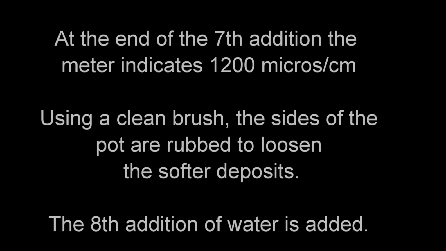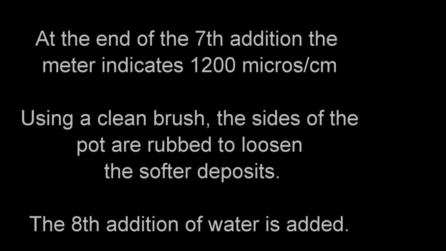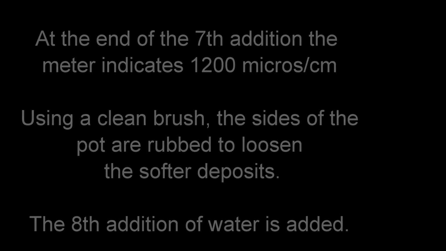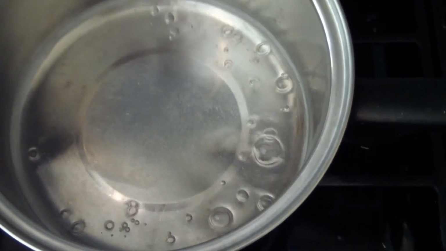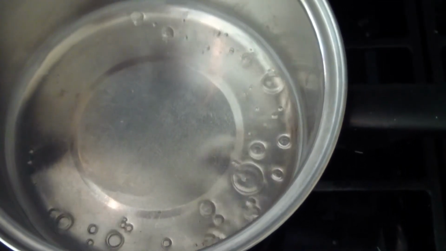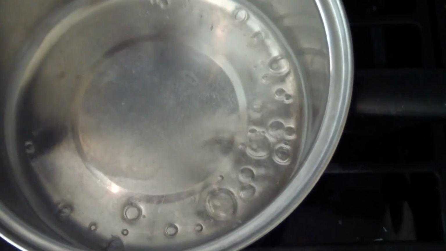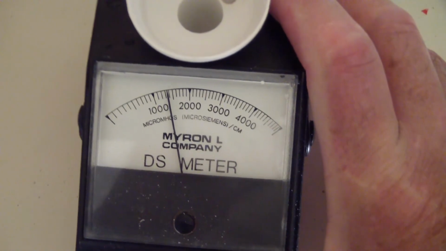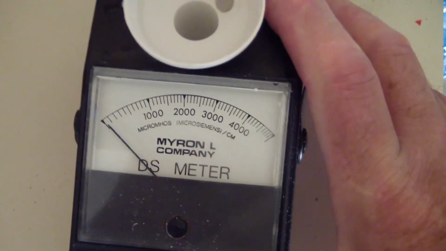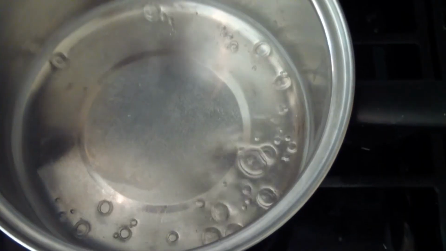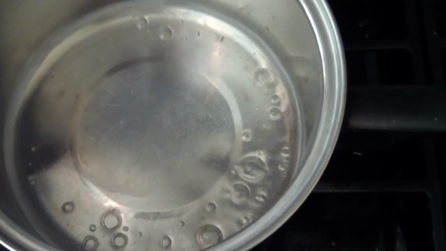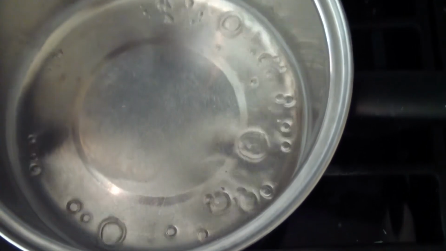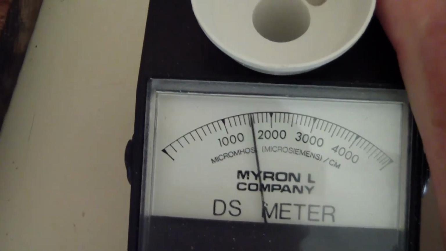At the end of the 7th addition's rendering, the meter indicates 1200. Now the final additions are added as the process comes to an end. On the 8th addition, a clean brush is used to agitate the buildup within the pan. The meter shows the continued increase in concentrations. The final measurement indicates 1800.